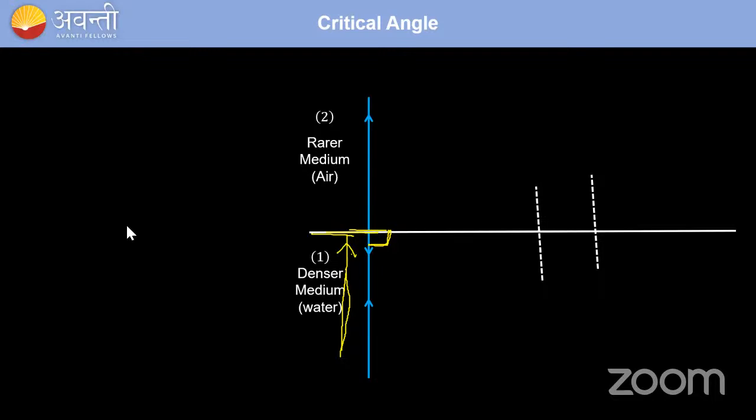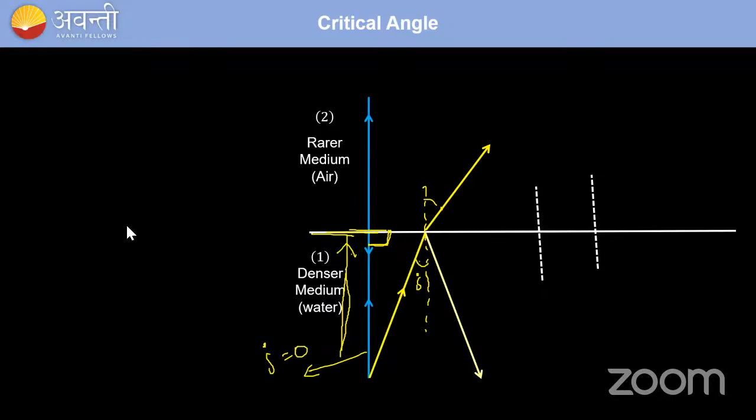Now suppose we are taking another ray which is not along the normal. If you draw the normal here, it is at a certain angle of incidence and it is getting refracted at a certain angle. For this ray, initially I was 0, and gradually we will increase I from 0 to a certain value. As we increase I, R will also increase.